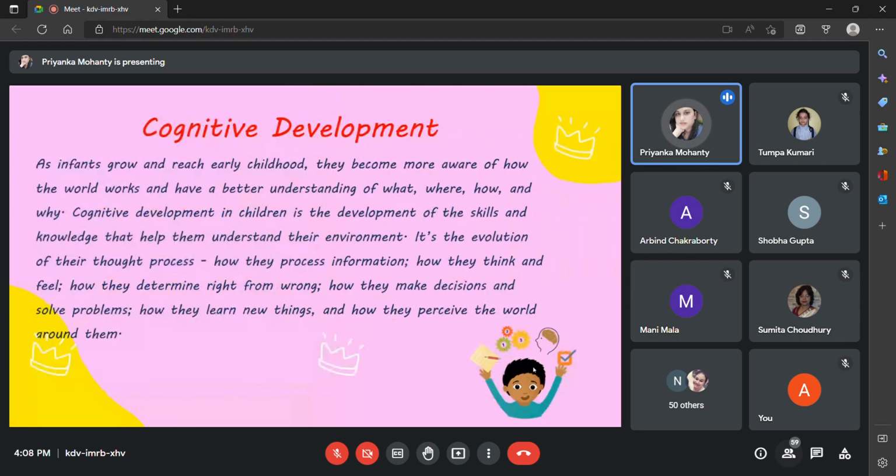What is cognitive development? As infants grow and reach early childhood, they become more aware of how the world works and have a better understanding of what, where, how, and why. Cognitive development in a child is the development of the skills and knowledge that help them to understand.